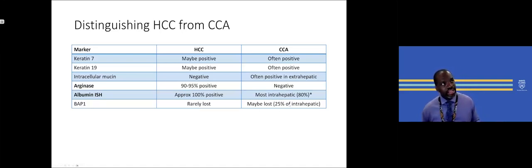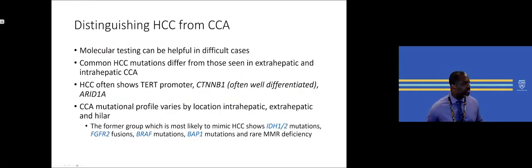And I would add here that molecular testing can be helpful if it comes to that, because the molecular signatures for HCC and cholangiocarcinoma are quite different. But I would say that this is not needed in the vast majority of cases. I think paying attention to the morphology chiefly, and then the immunohistochemical markers can aid in this distinction. As I mentioned before, molecular testing can be helpful because the common HCC mutations are different from what you see in extrahepatic and intrahepatic cholangiocarcinoma, and I've described some of the common things used to make this distinction in the bullets that follow.